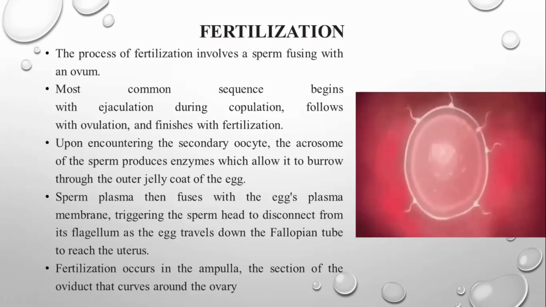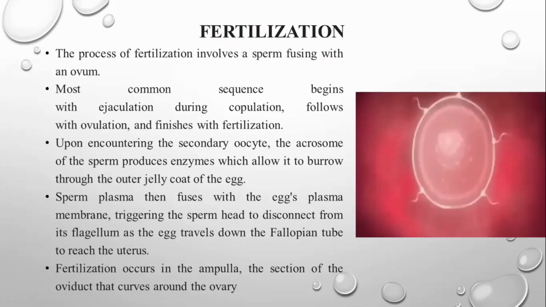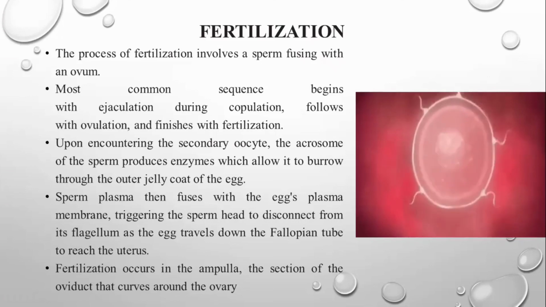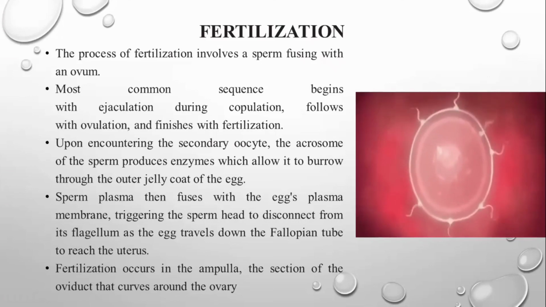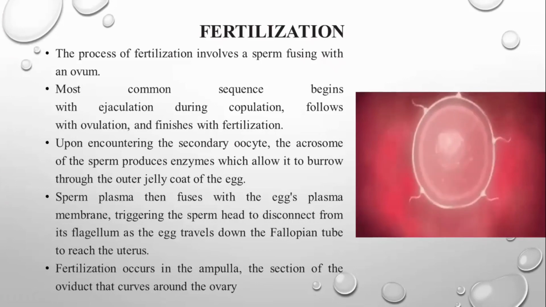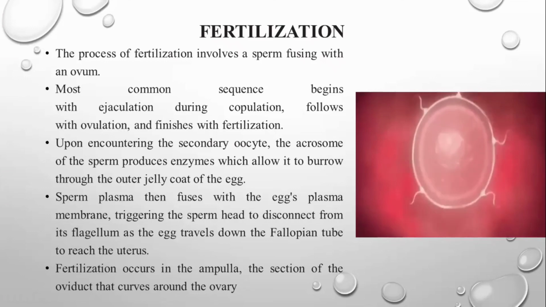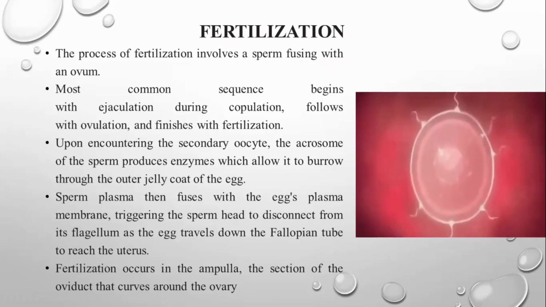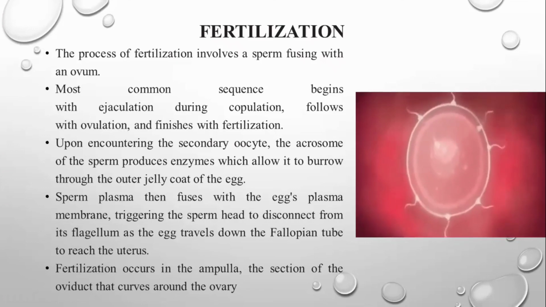Upon encountering the secondary oocyte, the acrosome of the sperm produces an enzyme which allows it to burrow through the outer jelly coat of the egg. That's the ovum. The sperm plasma membrane then fuses with the egg plasma membrane, triggering the sperm head to disconnect from the flagella as the egg travels down the fallopian tube and reaches the uterus. Most probably this process takes place in the fallopian tube itself.